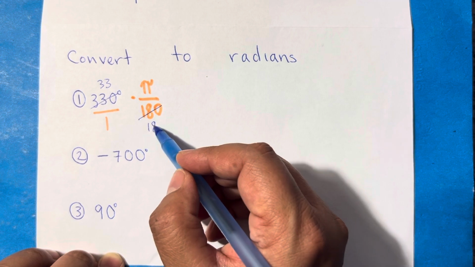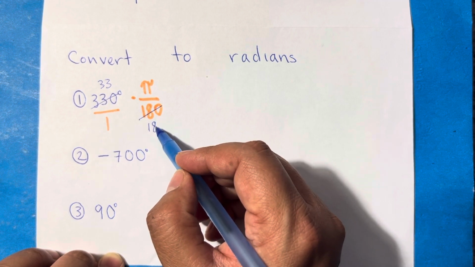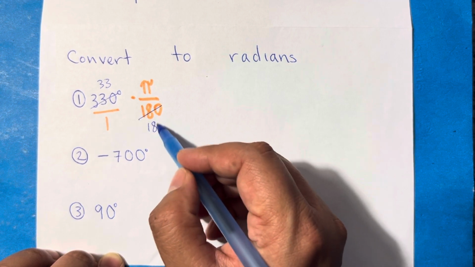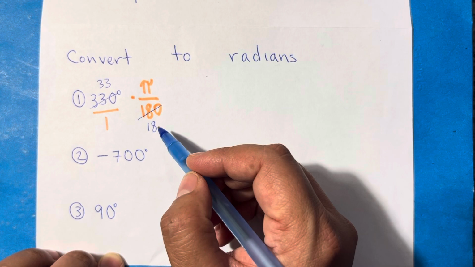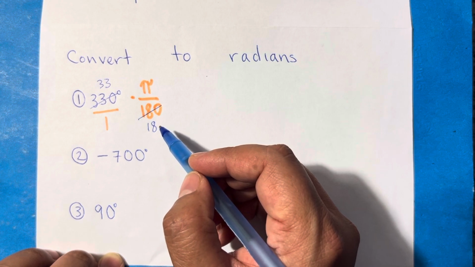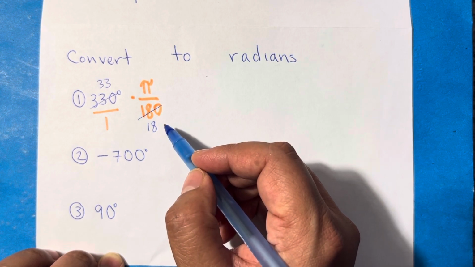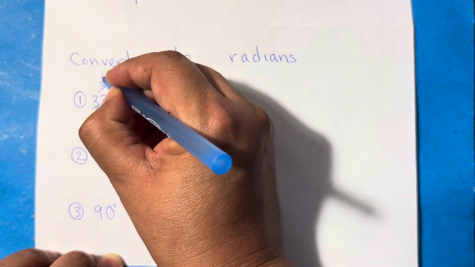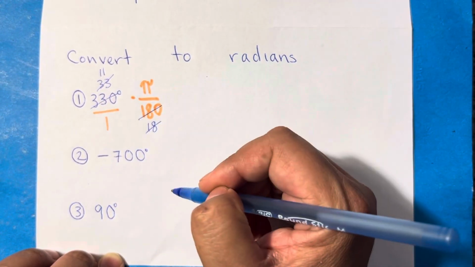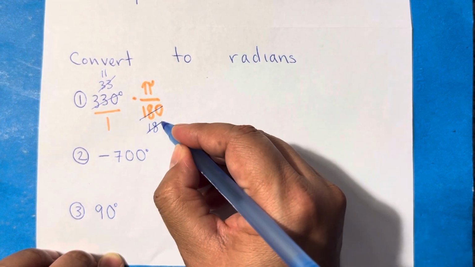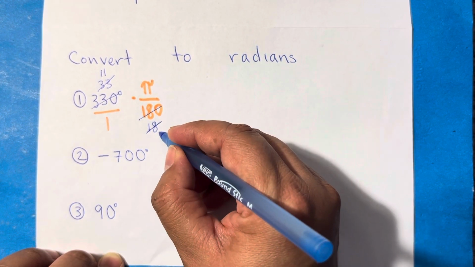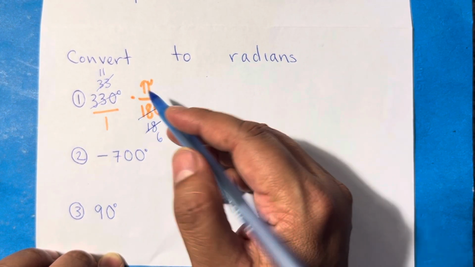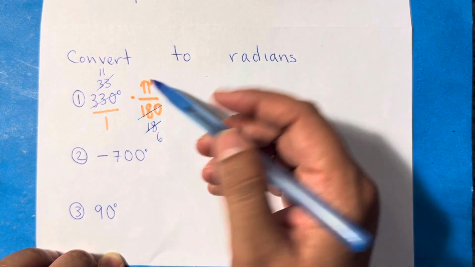18 is 1 plus 8. 1 plus 8 is 9. 9 is divisible by 3. That means that 18 is divisible by 3. And that works only for the 3 and for the divisibility of 9, okay? Not for all numbers. So if I divide 33 by 3, I get 11. If I divide 18 by 3, then I get 6. And I cannot simplify anymore because this is a prime number.